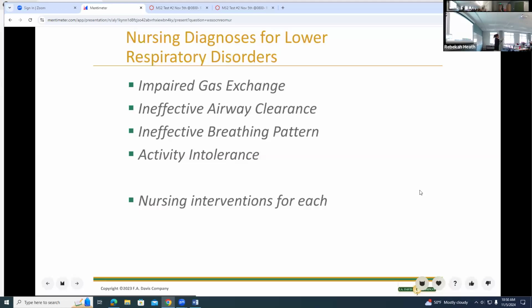What do we do about these problems? Usually students fall into two categories. They're either an assessment person or an action person. What I mean by that is if somebody has respiratory issues, oftentimes they're like, I would assess this, I assess this, I assess this. They're all about the assessment.